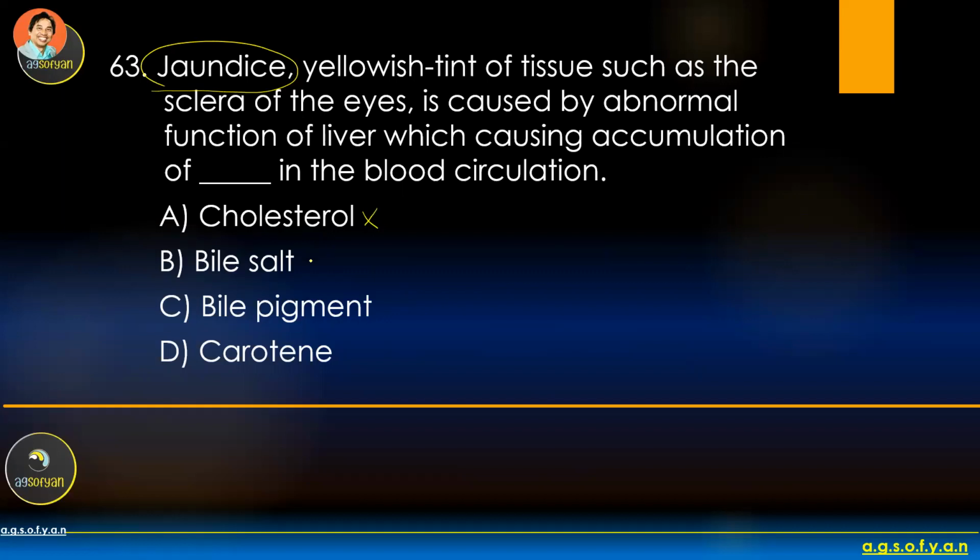It is not. The bile salt? No. It is actually the bile pigment. Pigment means color, okay? An example is bilirubin. And this bilirubin color is kind of yellowish. So this is the one that will be circulated in the blood and cause this jaundice. So the bile pigment.